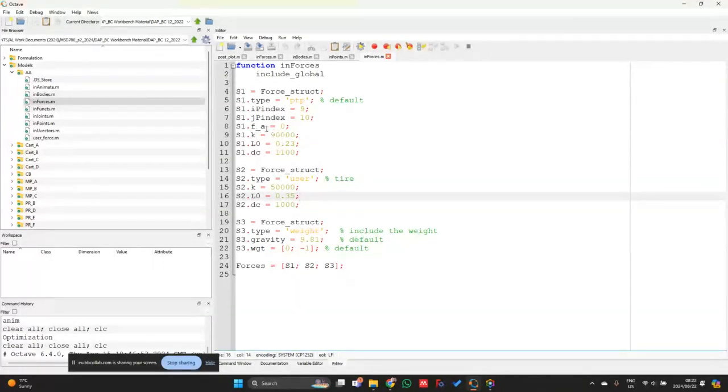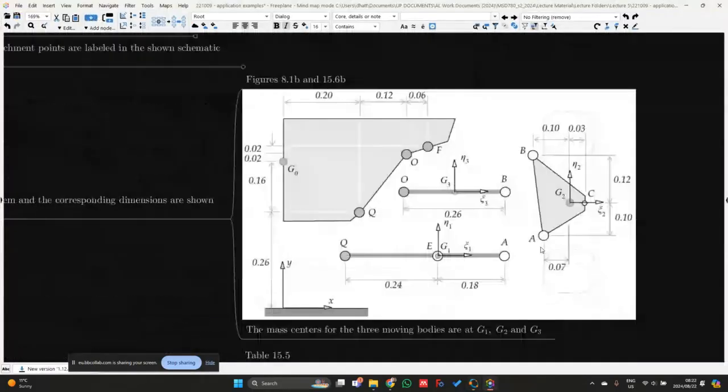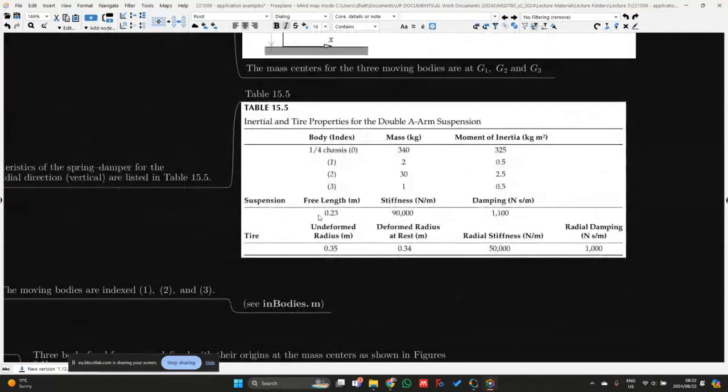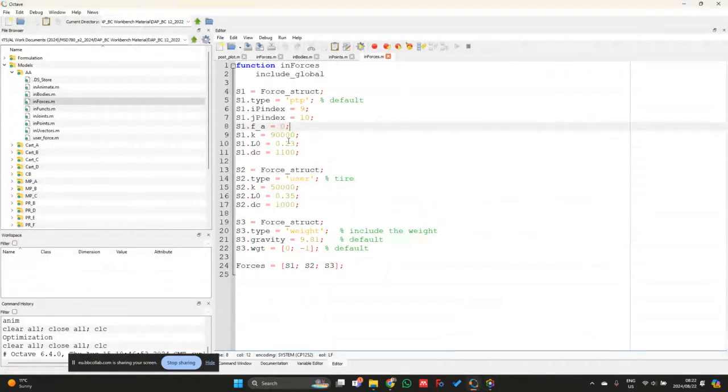Then F_A, I think it's just an external force or an applied force by the spring damper system. So we simply set that to 0. We don't have any information for that one. So we can leave that at 0. But we do have a spring stiffness, an undeformed length, and then a damping coefficient as well. So the nice thing about a point-to-point system is that you can specify your spring and damper as a single force structure. And all of this information is then also given in that table that we have over here. So you'll see for the suspension system, the free length, the stiffness, and the damping coefficient are simply translated over here.